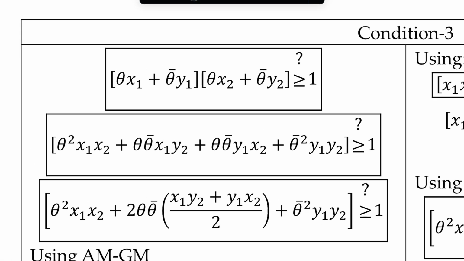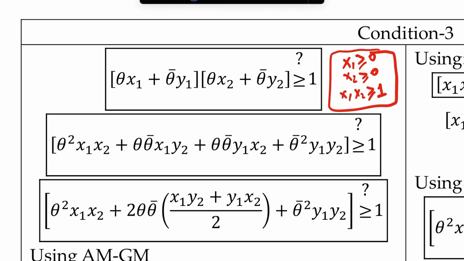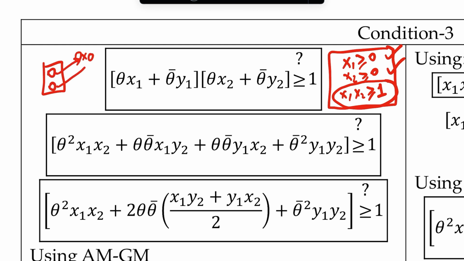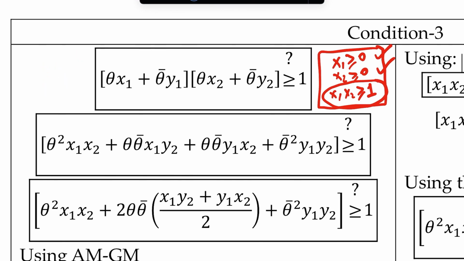So what was the set condition? Let's remember these three conditions. We have the first condition proved, the second, and now we will look at the third one. What is that? You give me a vector with 2 points, and then I'm gonna multiply them. If the answer is greater than or equal to 1, then I will say that condition is satisfied. So I will be looking at this.